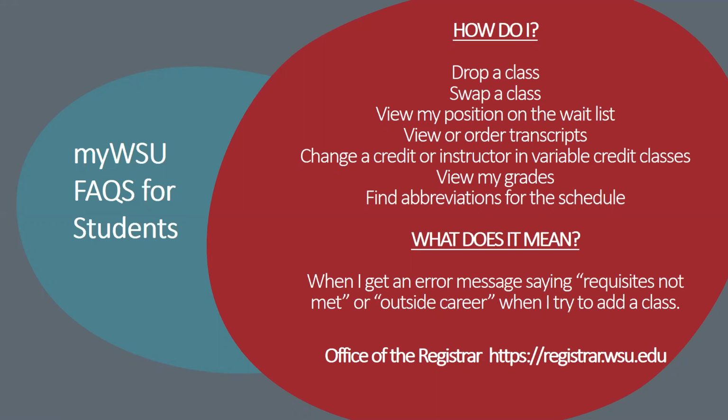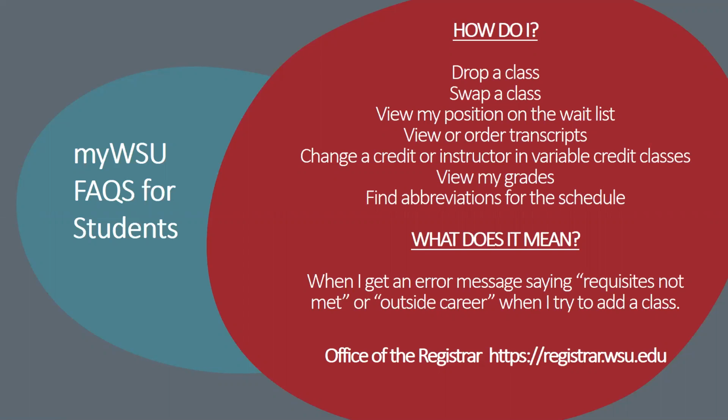So how do I drop a class, swap a class, view my position on the wait list? All of these can be answered by going to the Office of the Registrar's website, registrar.wsu.edu. You'll find all the answers to all of those questions. A lot of them will have a video linked to the questions so you can view how to actually see your position on the wait list, or how do I order my transcripts. It will show you how.